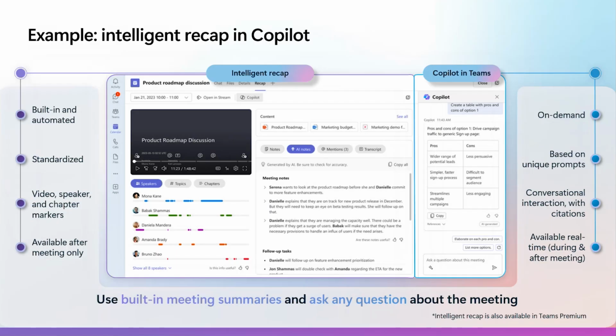And before we dive deeper into how to improve your communications with Copilot, let's take a look at the most common examples of Copilot. And it's the intelligent recap and Copilot in Teams. So imagine you are invited into two meetings at the same time, which we all know happens more often than we would like. By recording the call, you have a fantastic way to catch up on the content.